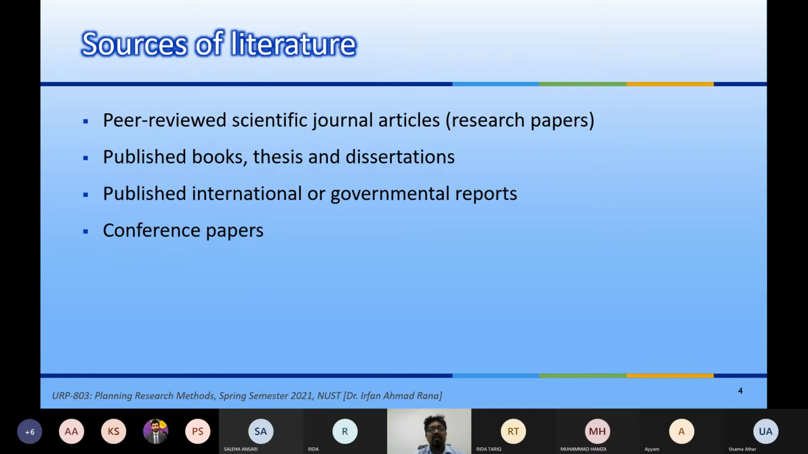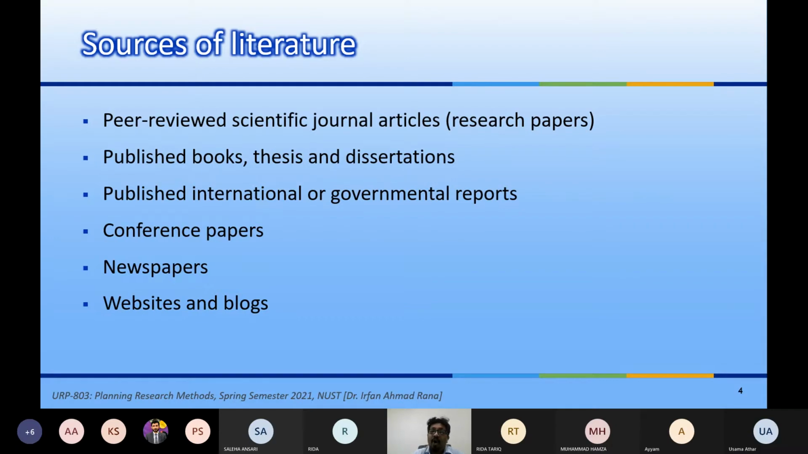Then, of course, your conference papers, published conference papers, newspapers, websites, and blogs. Of course, websites and blogs can be published. Sometimes you are referring to a blog or a website by some person, and that is not peer reviewed, that it's not vetted. It's not a good way to cite something.